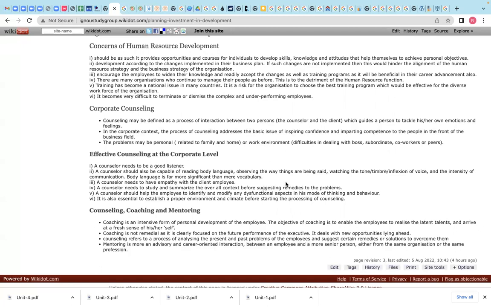So this is about unit 4 of 4. This completes the entire block 4 for HRD.